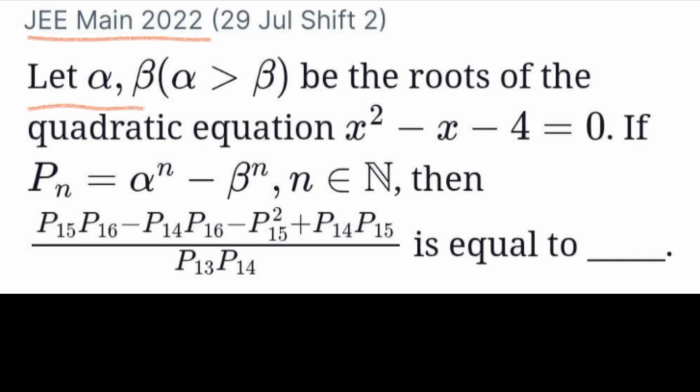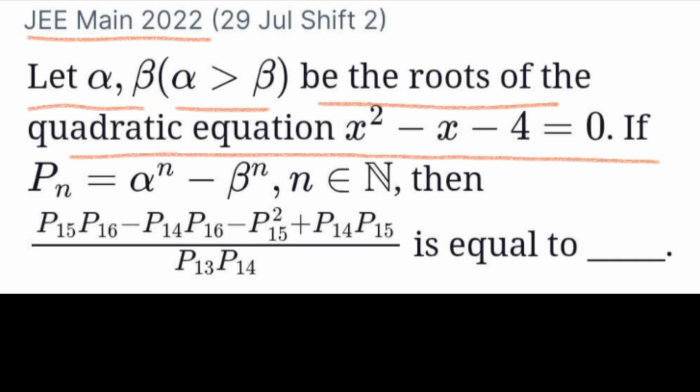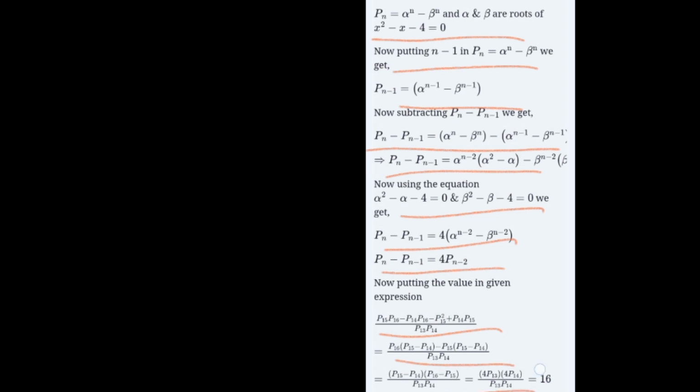JEE Mains 2022, one more bit. Let alpha, beta, alpha greater than beta, be the roots of the quadratic equation x square minus x minus 4 equal to 0 and Pn is equal to alpha power n minus beta power n, n belongs to N. Then (P15 P16 minus P14 P16 minus P15 square plus P14 P15) by P13 P14 is equals to. Now this is the solution. So you see the solution and write the sum. Finally the answer is 16.